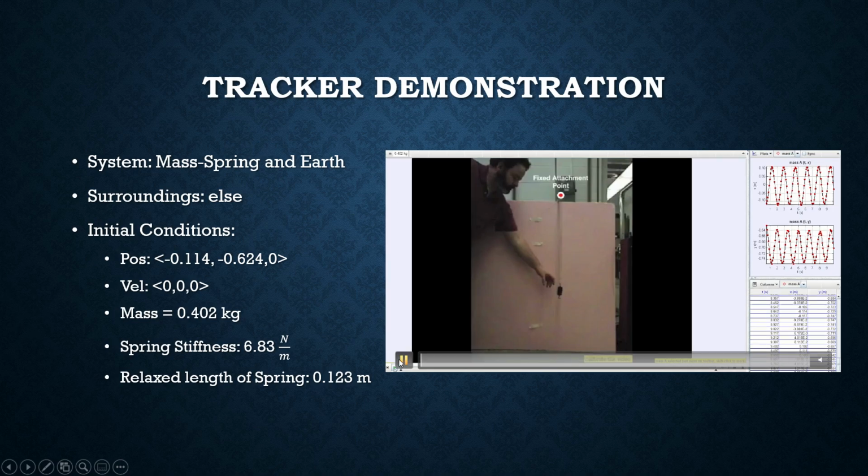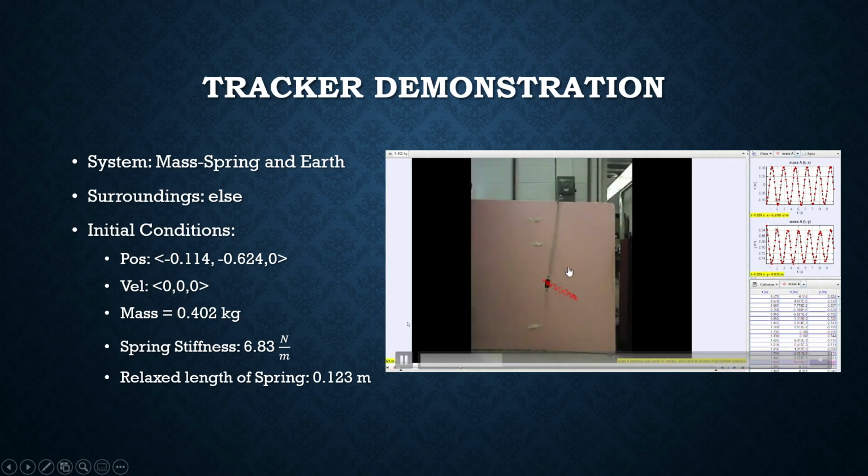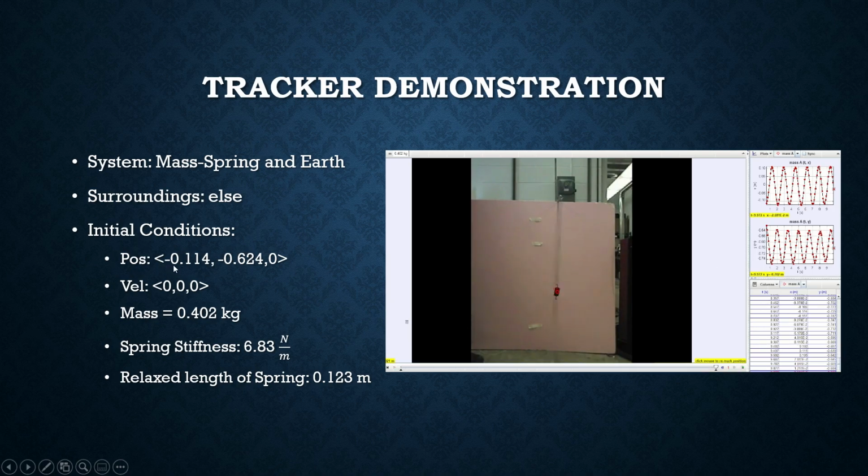And here we have our tracker demonstration. I'm going to go ahead and play the video for you. You can see how I plotted it out. The system was the mass, spring, and Earth, and the surroundings is everything else. For the initial conditions, the position we got from the tracker video was negative 0.114 for x, negative 0.624 for y, and 0 for z. Velocity was 0 throughout as it's starting from rest. The mass on the spring is 0.402 kilograms, and the spring stiffness is 6.83 newtons per meter. The relaxed length of the spring, or L naught, is 0.123 meters as well.